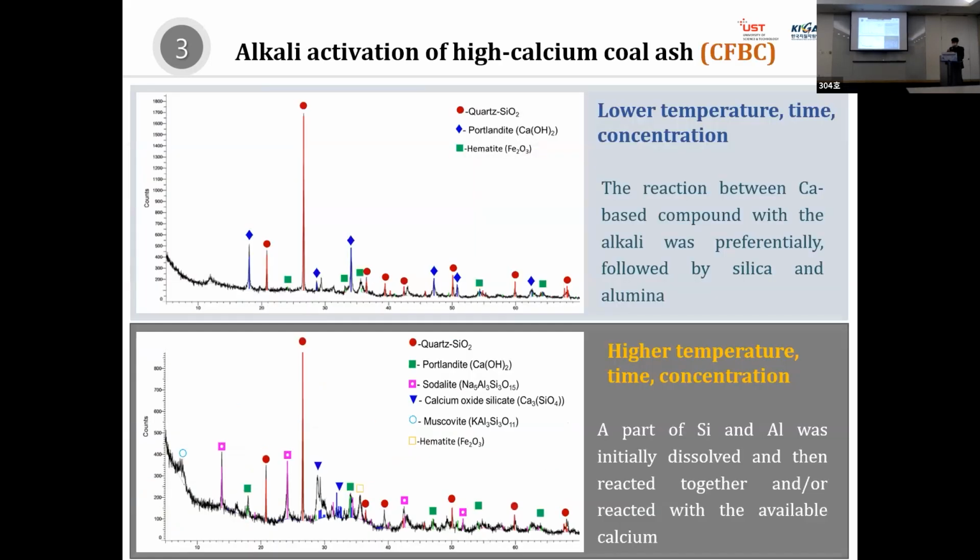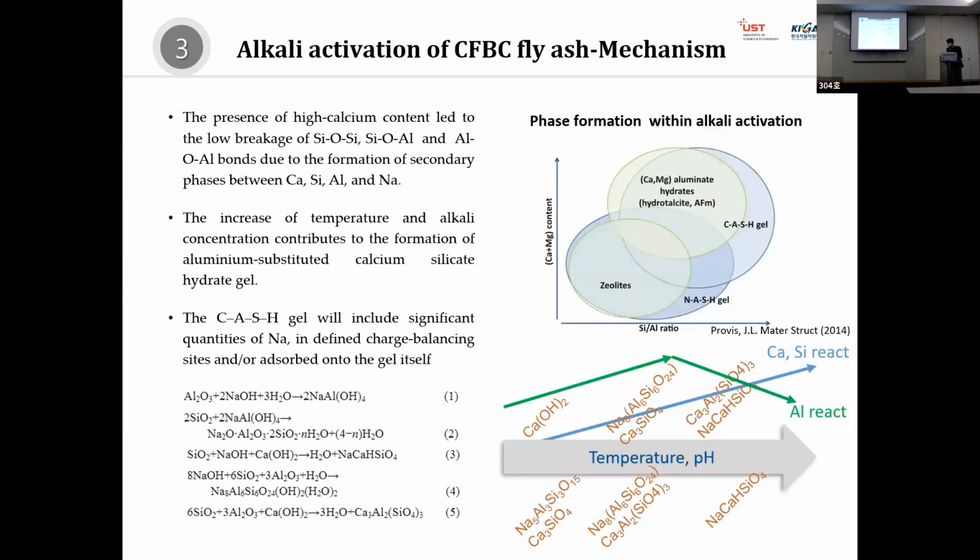This story is a little different with CFBC ash, because in CFBC samples we have a high concentration of calcium. Calcium first reacts with the alkali material, and then this calcium reacts again with silica and alumina to reduce the effect of alkali activation. That's why we are trying to remove the calcium portion by carbonation first, before doing alkali activation. And this is the mechanism proposed for alkali activation of a high calcium system.